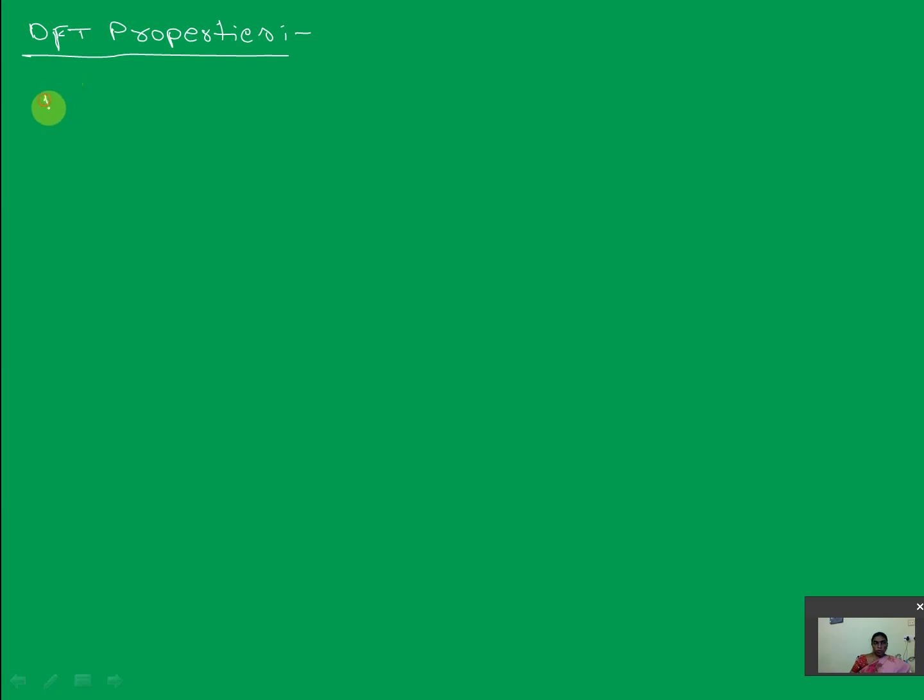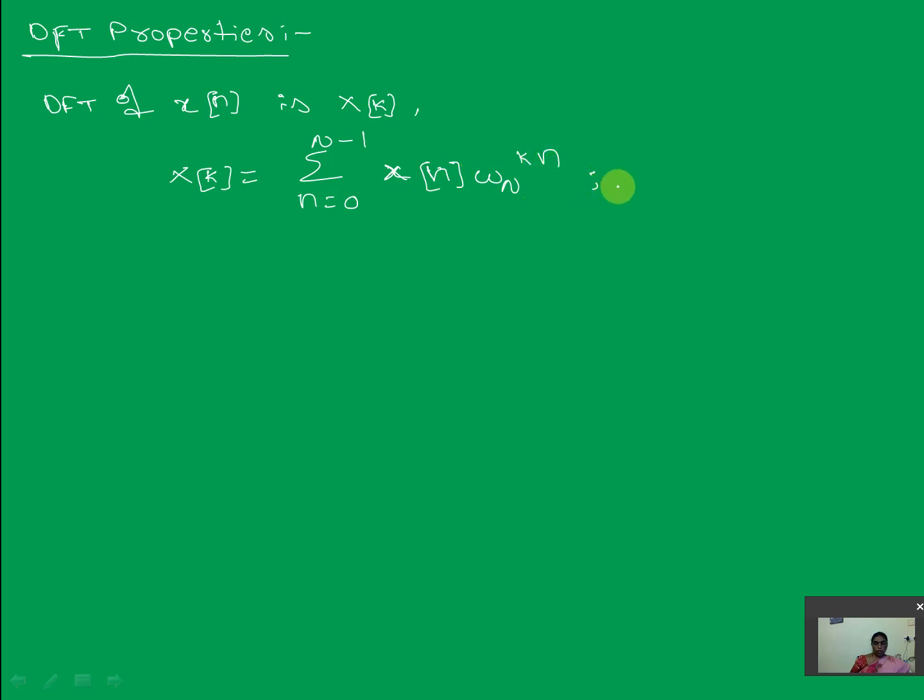You know the DFT definition: the DFT of x of n is X of k, and of course the x of n duration is 0 to N minus 1. So X of k is equal to summation n equals 0 to N minus 1, x of n W_N power kn. W_N is the twiddle factor, that is e power minus j 2 pi by N. Here k ranges from 0 to N minus 1.